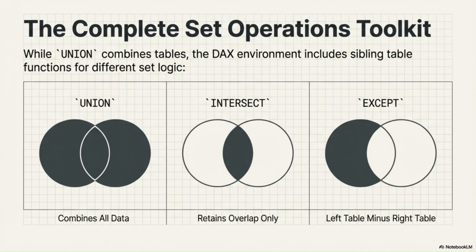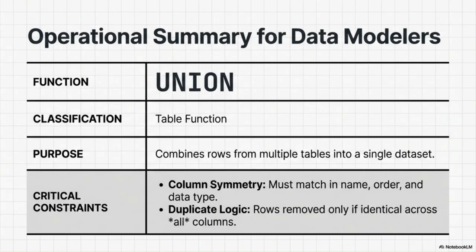Let's summarize the three major set operations. Union combines all rows from both tables. Intersect returns only the common rows. Except returns rows from the first table that do not exist in the second. Together, these functions give you full control over table level logic in DAX.